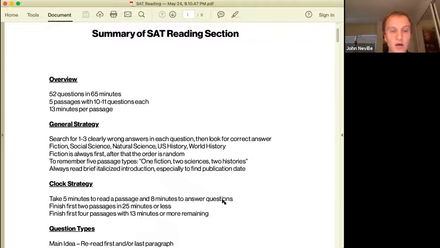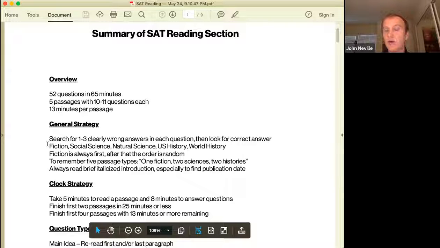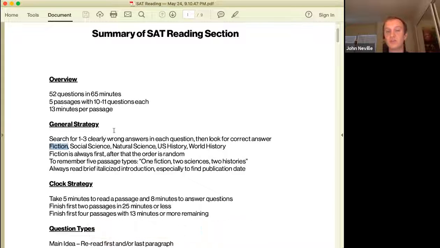In terms of passage types, the first passage is always going to be a literary narrative, also known as fiction. So the first passage is going to be a story. These tend to be the easiest for students to read because they read like a book, and a pretty interesting book, and one that doesn't have too many tough words like some of the other passages.